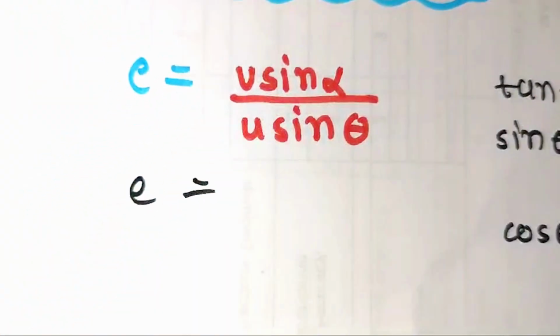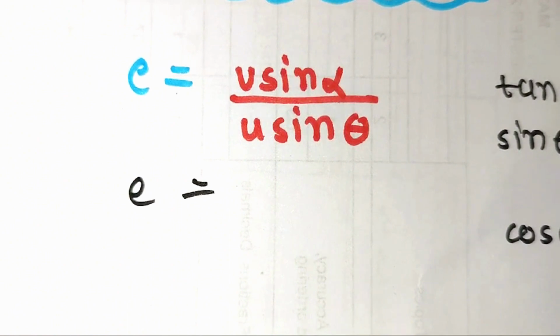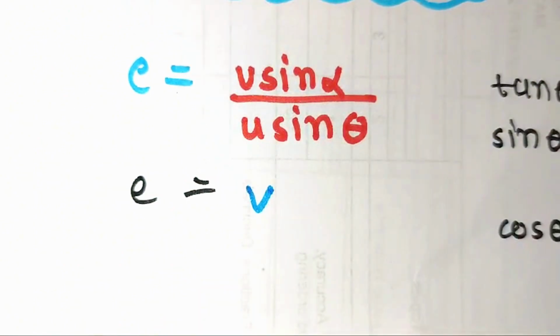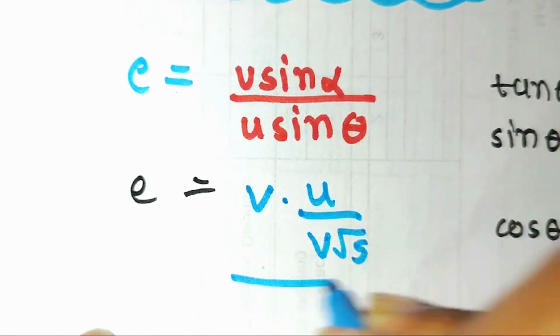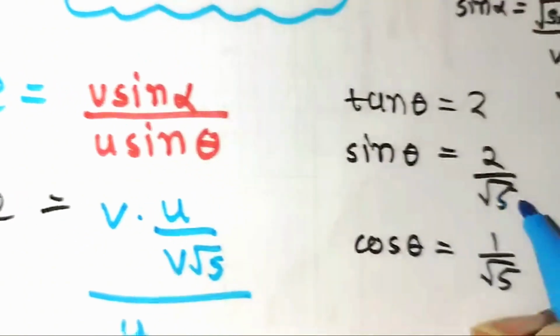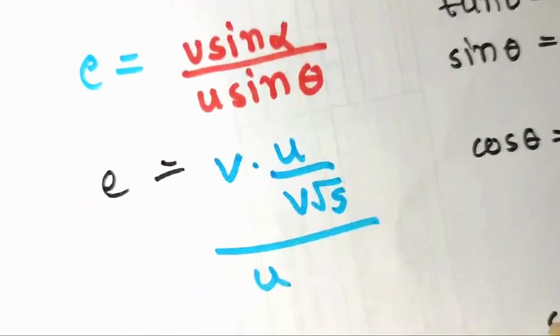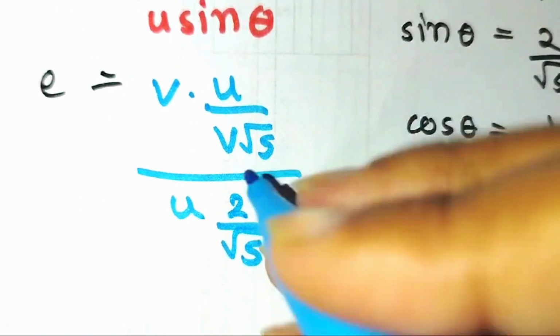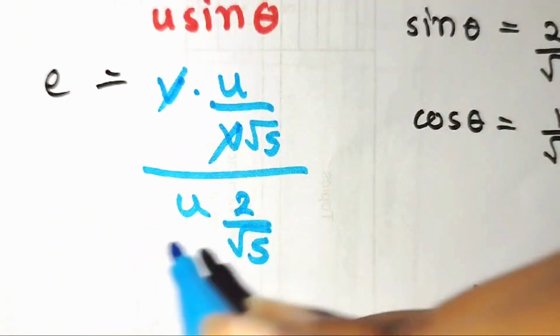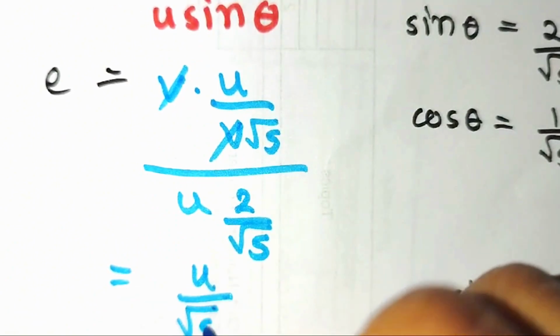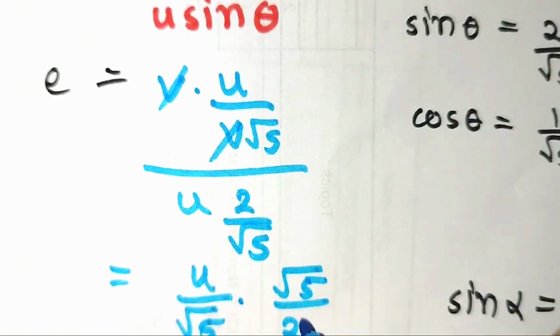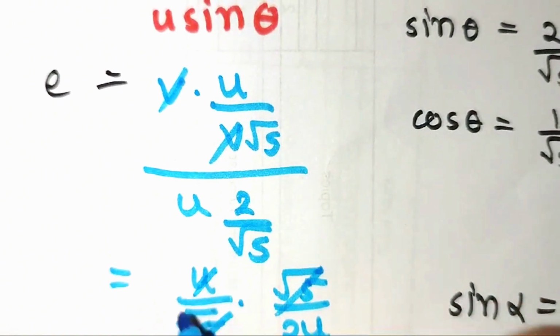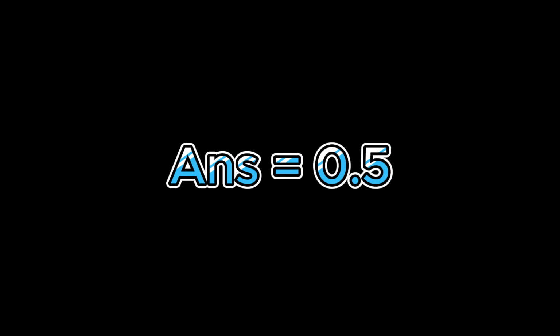So E is supposed to be v sine alpha, which we just found out is u over v root 5, divided by u sine theta, which is 2 by root 5. Now we can cancel the v and v. So we are left with u by root 5 times root 5 by 2u. Cancel, cancel. Cancel the u as well. It's just 1 over 2. So the answer would be 1/2 for this question.